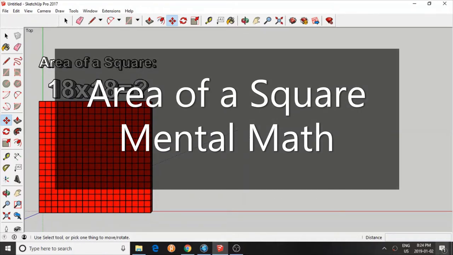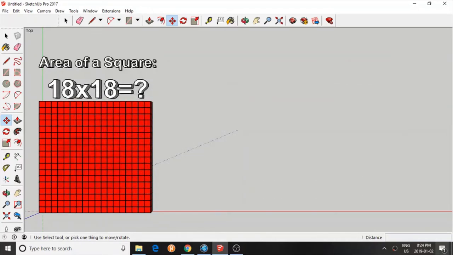Hi, I would like to show you how you can find the area of a square or square of any number. Let's say 18 times 18, and here we have a square. It's 18 on this side, 18 on this side. Now, to multiply 18 by 18, one way is to find the smallest difference to make a round number.